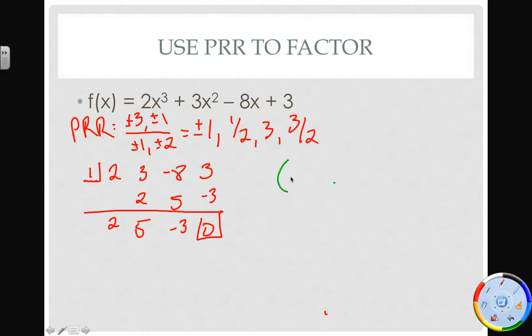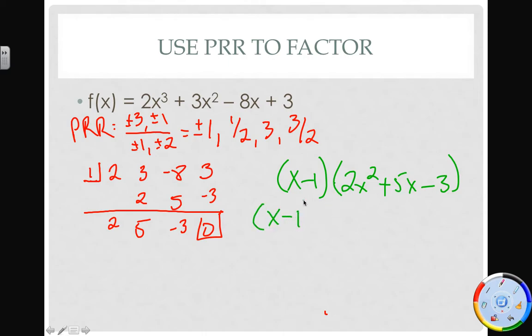So I get x minus 1, and then I get times the leftover piece. This is 2x squared plus 5x minus 3. Once you get down to a quadratic, you have your choices to go about it. You can either quadratic formula or you could factor. I really hope this one factors.